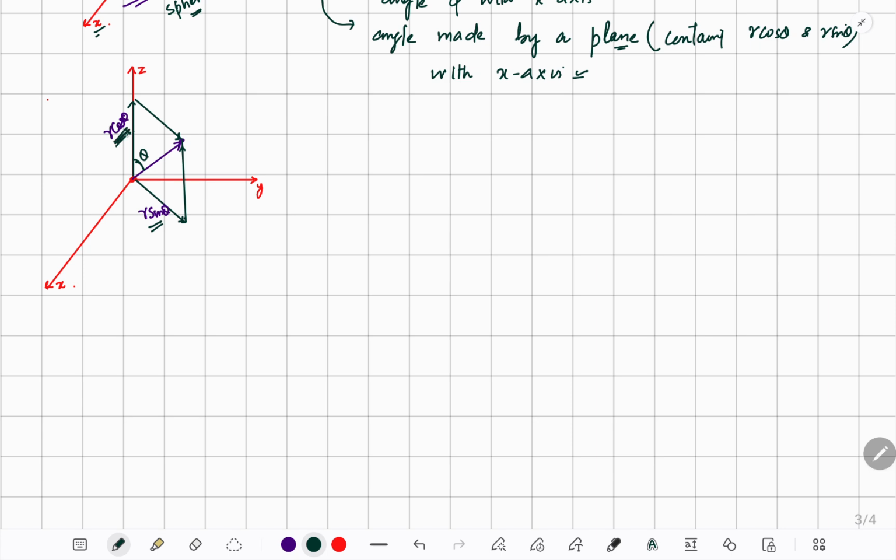So we can take this r cos theta parallel to itself. So this is r cos theta and we have this r sin theta. I can take it parallel to itself. So this is r sin theta. Now it forms a plane, this plane.